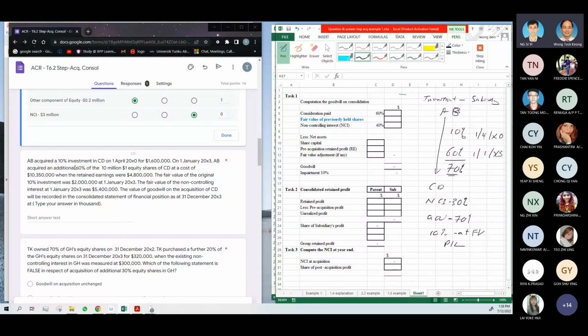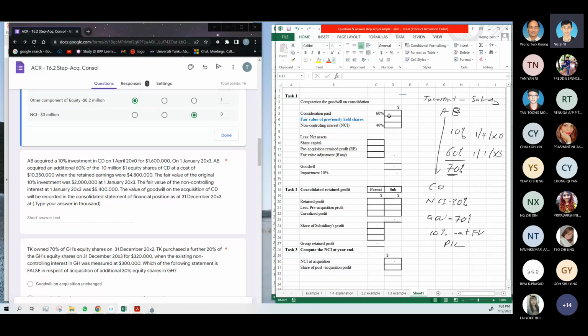Okay, so they buy another 60%, they pay a cost 10.35 million. So they bought 60%. So previously they have 10%. So the NCI should be 30%. So you get this right. So you buy the 60%, you pay 10,350 in 1,000. Okay, so retained earning 4.8 million. So they got 10 million share. So share capital will be 10 million.